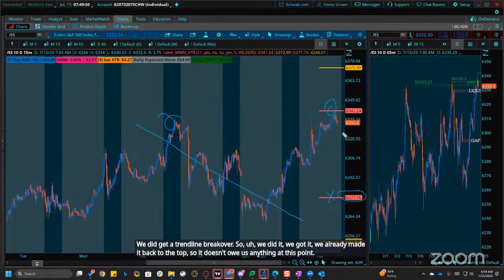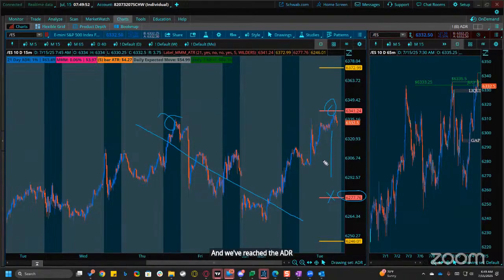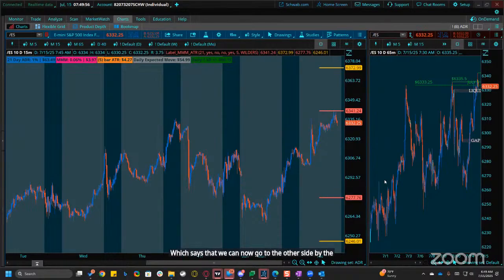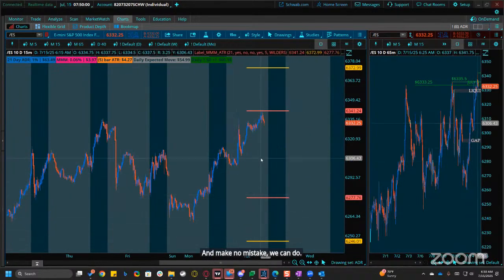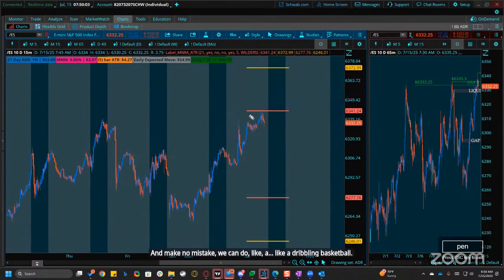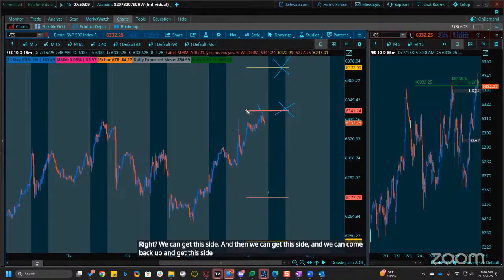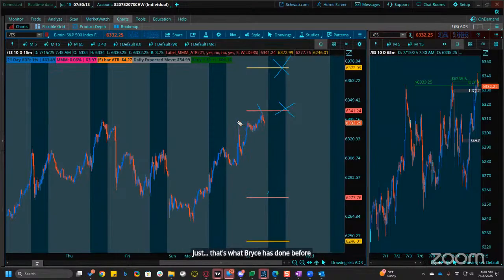And we've reached the ADR half early enough in the day, which says that we can now go to the other side by the end of the day. And make no mistake, we can do it like a dribbling basketball, right? We can get this side, and then we can get this side, and we can come back up and get this side, and even get that by the end of the day. That's what price has done before. It can certainly do it again.